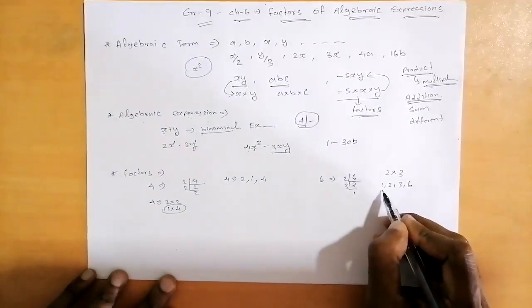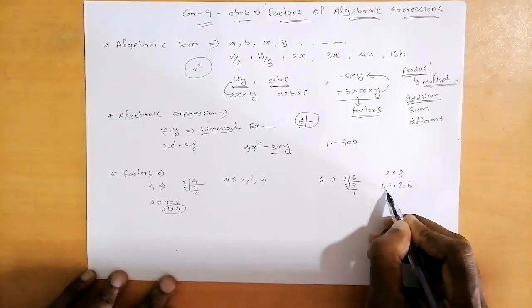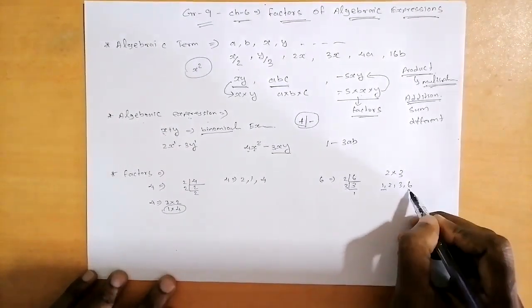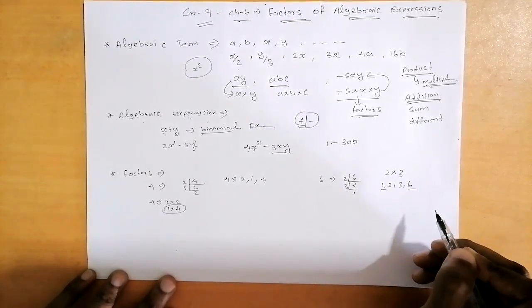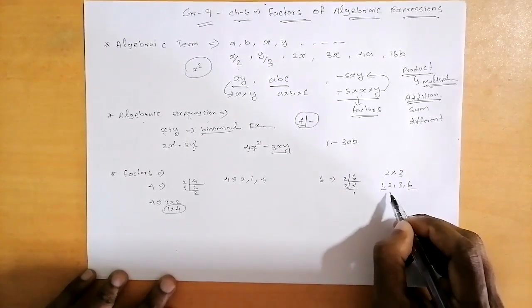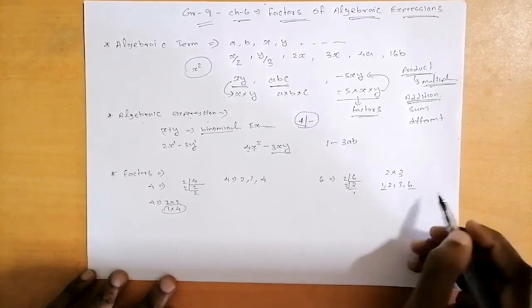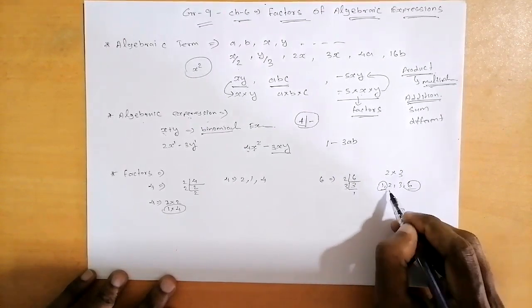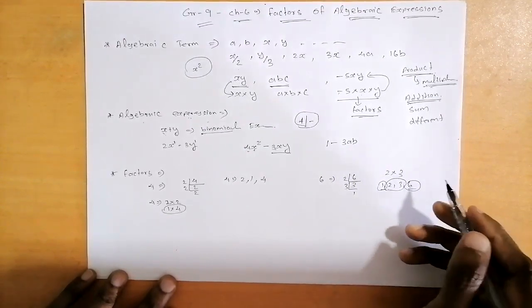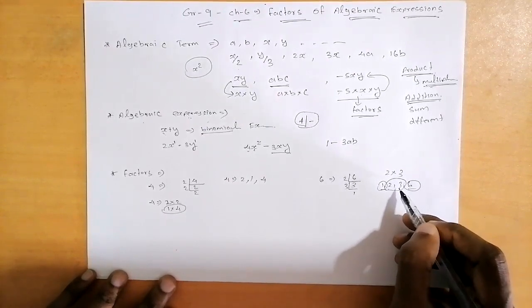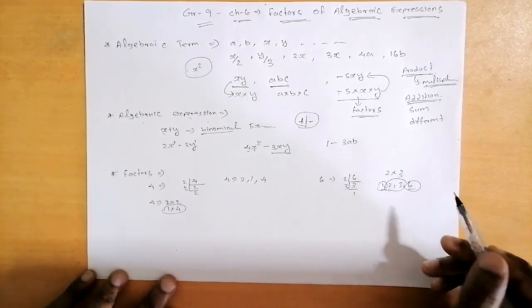Because the number and 1 are always factors of any number. The number itself is a factor of that particular number. Except those two, the others are most probably considered as the factors, 2 and 3. So 2 and 3 are factors of 6.